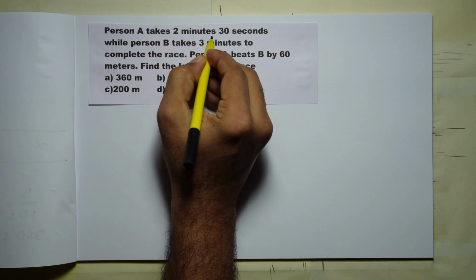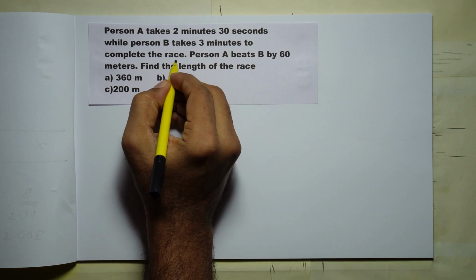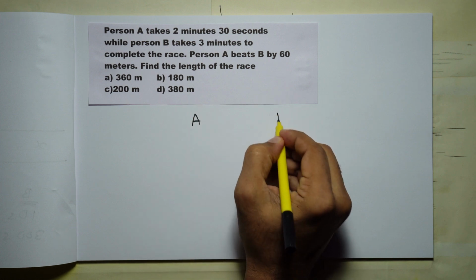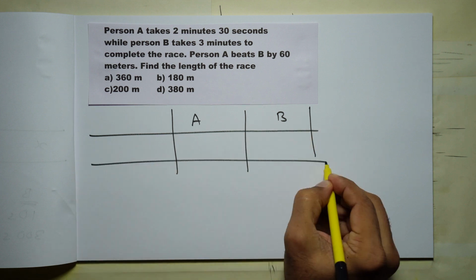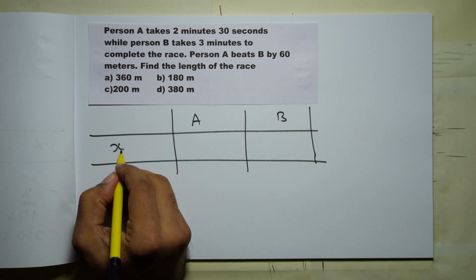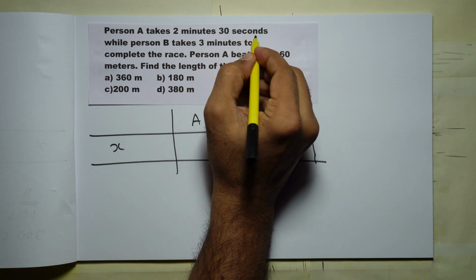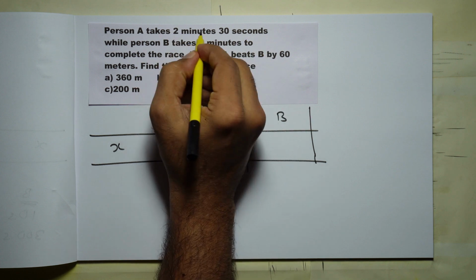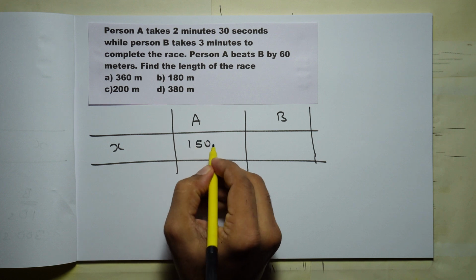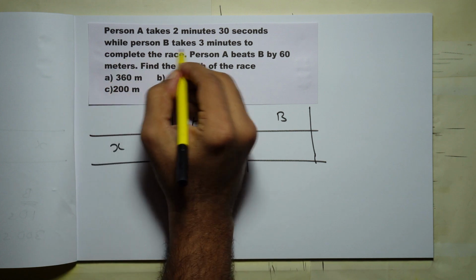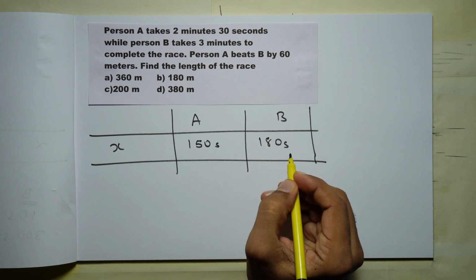Person A takes 2 minutes 30 seconds while person B takes 3 minutes to complete a race. So we'll just represent the data here. Now the race distance we don't know, so we will assume it to be x meters. Now A takes 2 minutes and 30 seconds. We'll convert it fully into seconds. 2 minutes is 120 seconds plus 30 seconds, you'll get it as 150 seconds. And B takes 3 minutes. 3 minutes is 3 into 60, 180 seconds.